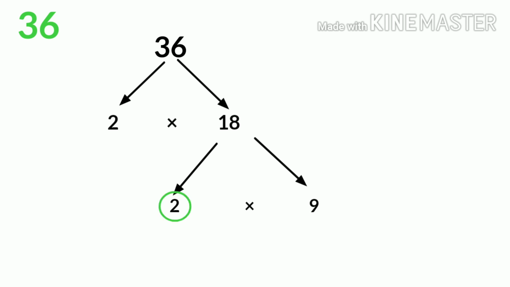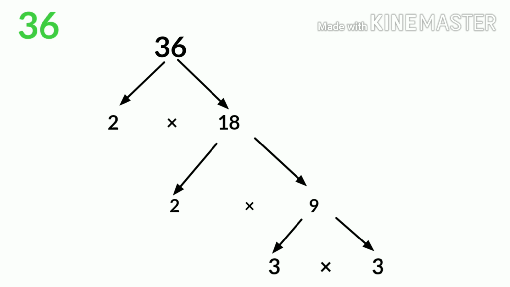Now since 2 does not have any other factors except 1 and itself, we will leave this 2 as it is. And then we will write 9 as the product of two smaller factors. That is, we will write 9 as 3 multiplied by 3. Now we can stop here because both these numbers have no other factors except 1 and themselves. So this is the first factor tree of 36.